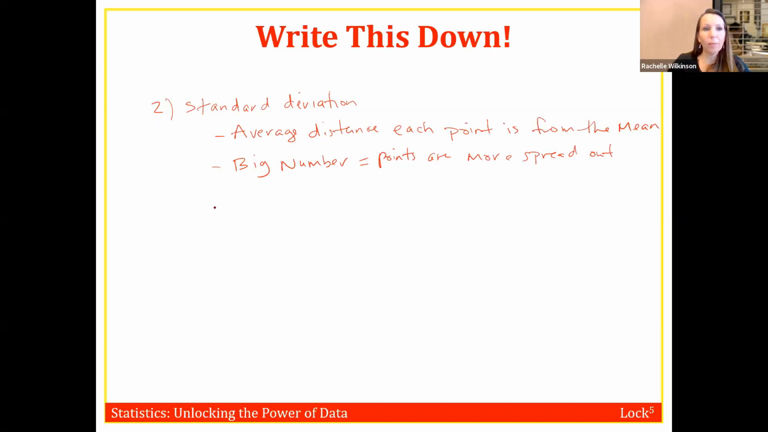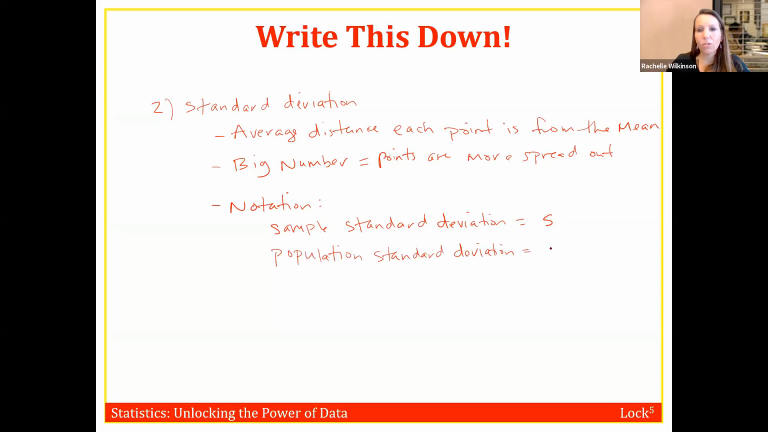All right, when we're talking about notation, for the sample standard deviation, we're going to call that S. And for our population standard deviation, we're going to use the Greek letter sigma, which kind of looks like an O that's wearing a little baseball cap, or an O with a little curly tail on the top. So that's what we're going to use for the population.